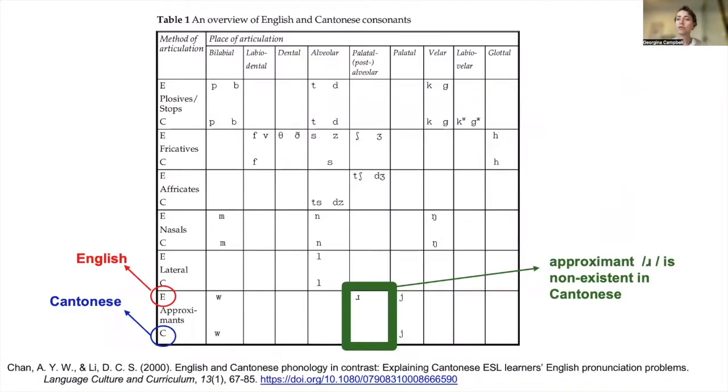Cantonese speakers often pronounce words like produce or professional differently due to differences in both languages' phoneme inventory. Research shows L1 phonological features are transferred in L2 pronunciation. Since the approximant R is non-existent in Cantonese, speakers often delete it when it follows a plosive.